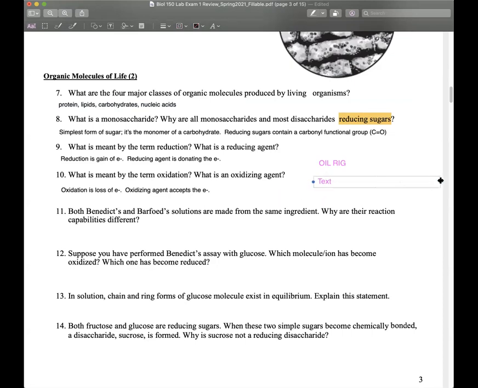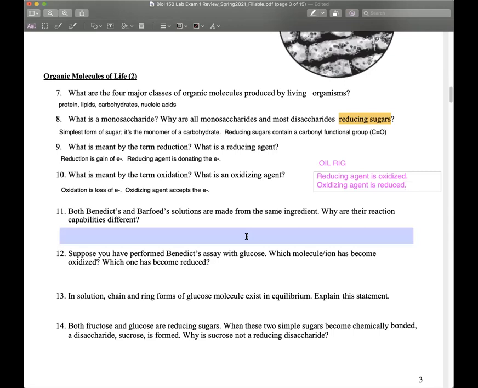And I think you explained it well too. I'm going to try to write that out here. So yes, the reducing agent is oxidized. So it's losing the electron because it's donating it to another molecule. And then an oxidizing agent is reduced because it is accepting an electron and it's gaining one.